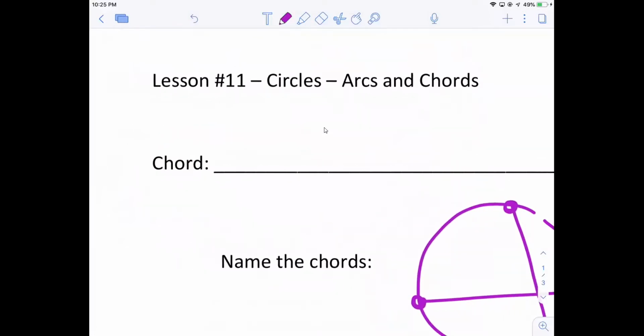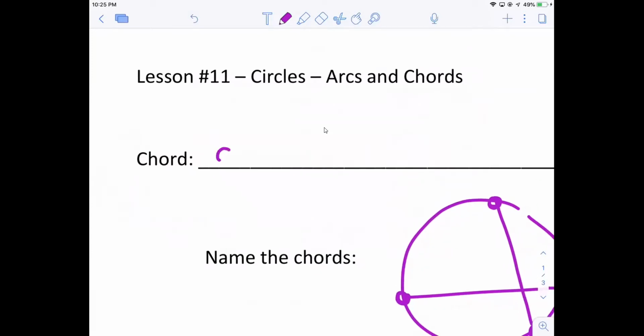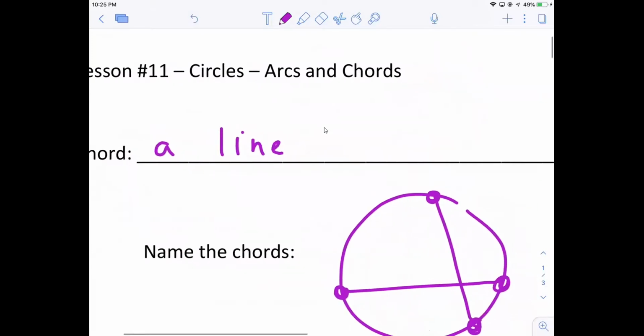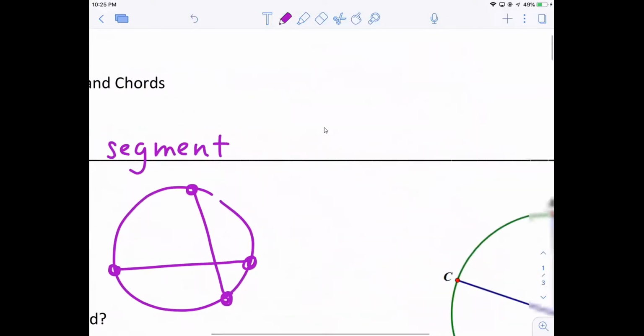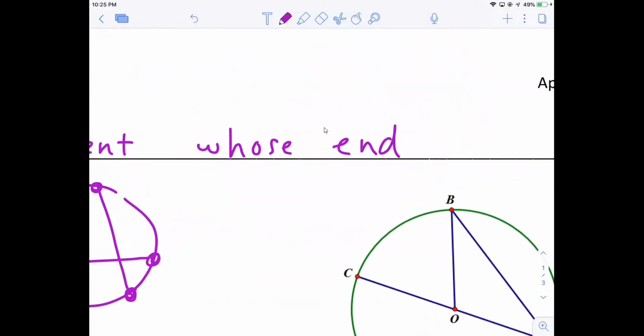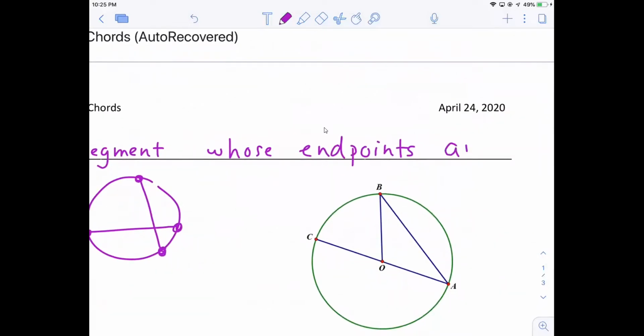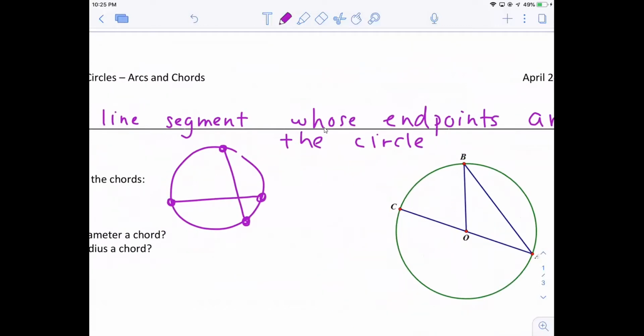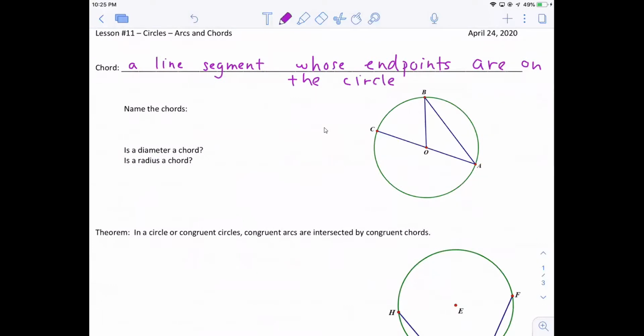First, what kind of geometric thing is it? All right, very good, class. It is a line segment. It's a line segment whose endpoints, where do the endpoints of this line segment lie? Very good. Whose endpoints lie or are on the circle. So today we're going to talk about some theorems involving chords.